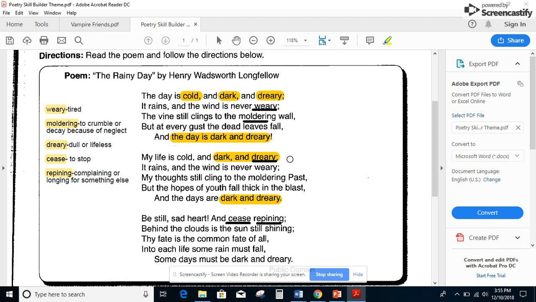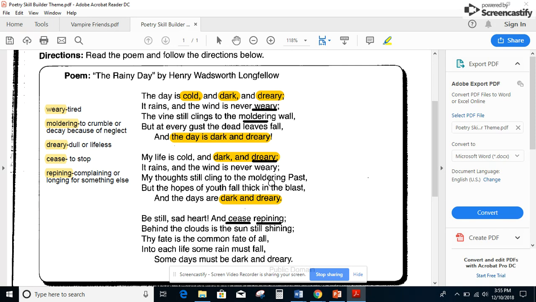So we're starting out with that same kind of melody to the words and that darkness. And it says it rains and the wind is never weary. So the wind still won't stop. It feels like he just can't get a good sunny day. My thoughts still cling to the moldering past.